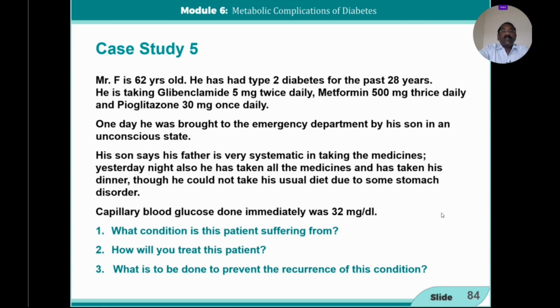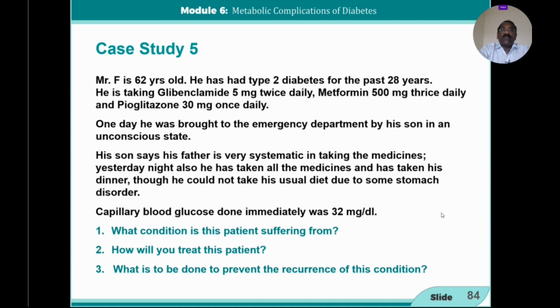Okay. His son says his father is very systematic in taking the medications. Yesterday night also he has taken all the medications, the glibenclamide, metformin, pioglitazone, and has taken his dinner, though he could not take his usual diet due to some stomach disorder. So that is the clinching point. He has taken all the drugs, but not the usual dinner. So maybe half of the dinner or a quarter of the dinner. Capillary blood glucose done immediately was 32 milligrams. So he was brought to the emergency department in an unconscious state.